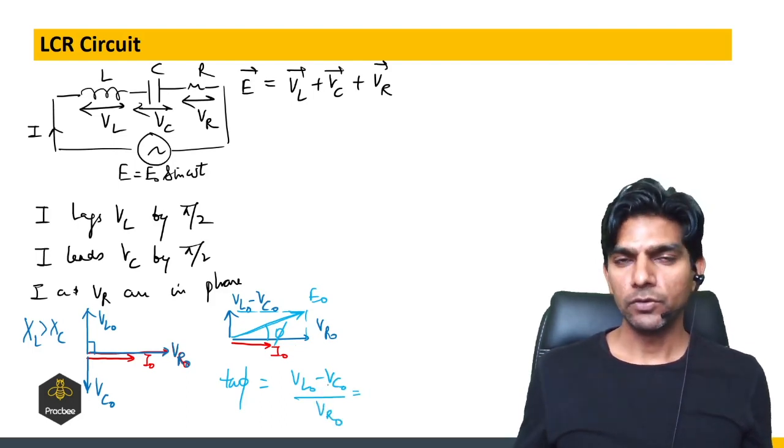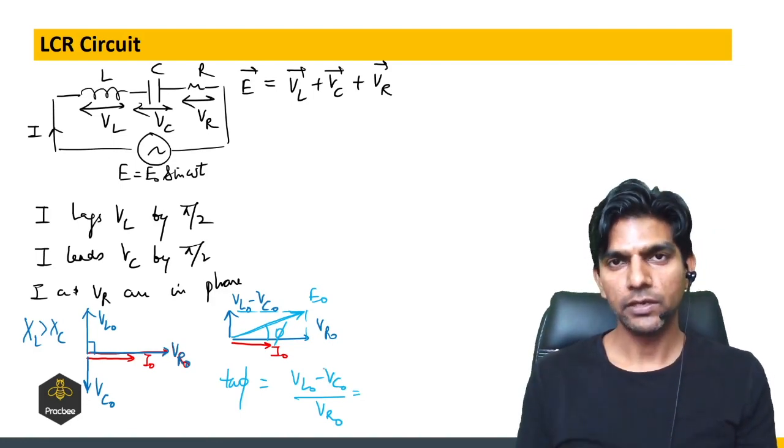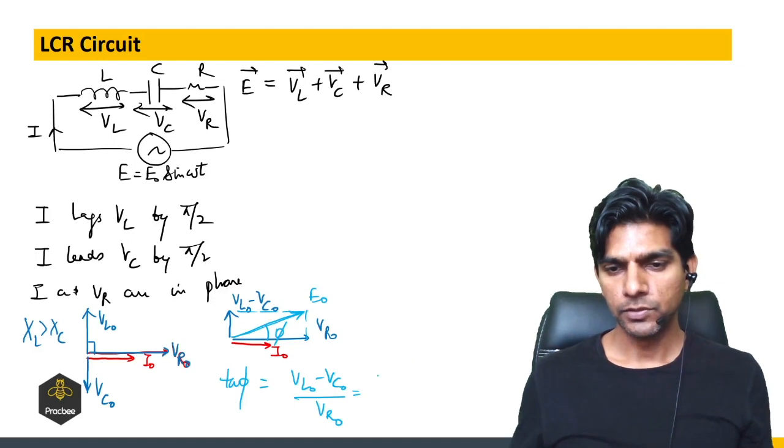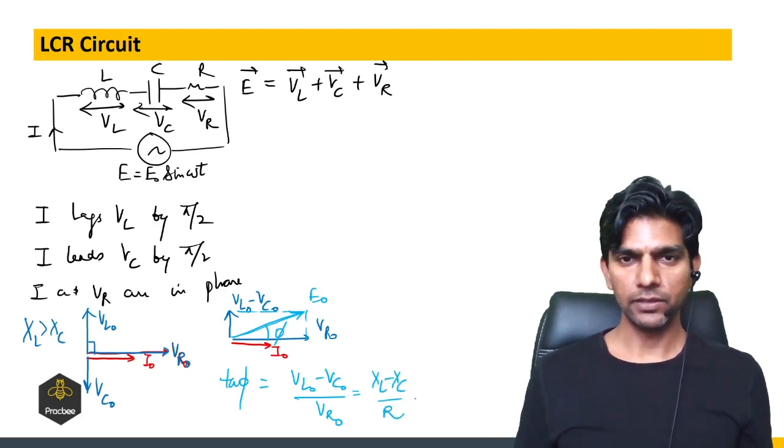So we can write VL naught as I naught times XL, VC naught as I naught times XC, and VR naught as I naught times R. So this will become (XL minus XC) by R, right? So from here we can find the phase difference.